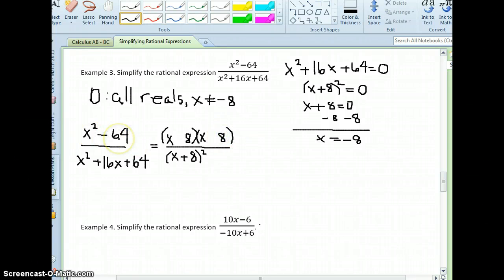And since this is the difference of squares, that means that it came from multiplying x plus 8 and x minus 8. Okay, now it may be more helpful if you actually write this x plus 8 quantity squared as two factors side by side. So let's go ahead and do that. I always like writing it that way. It makes me feel like I'm actually seeing where everything is going. So x plus 8 times x minus 8, and then divided by x plus 8 times x plus 8.